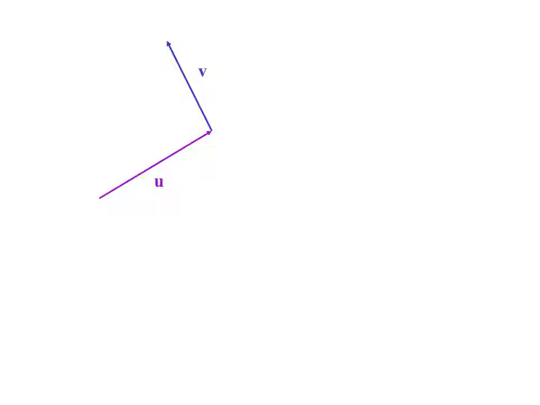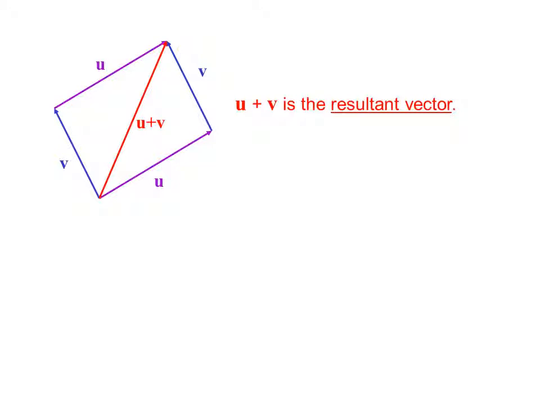If we line up vectors end to end, no matter which one we add first, they combine to be u plus v, which is the resultant vector. This is known as the parallelogram law of addition, because we can arrange the vectors in a parallelogram to find the resultant vector.